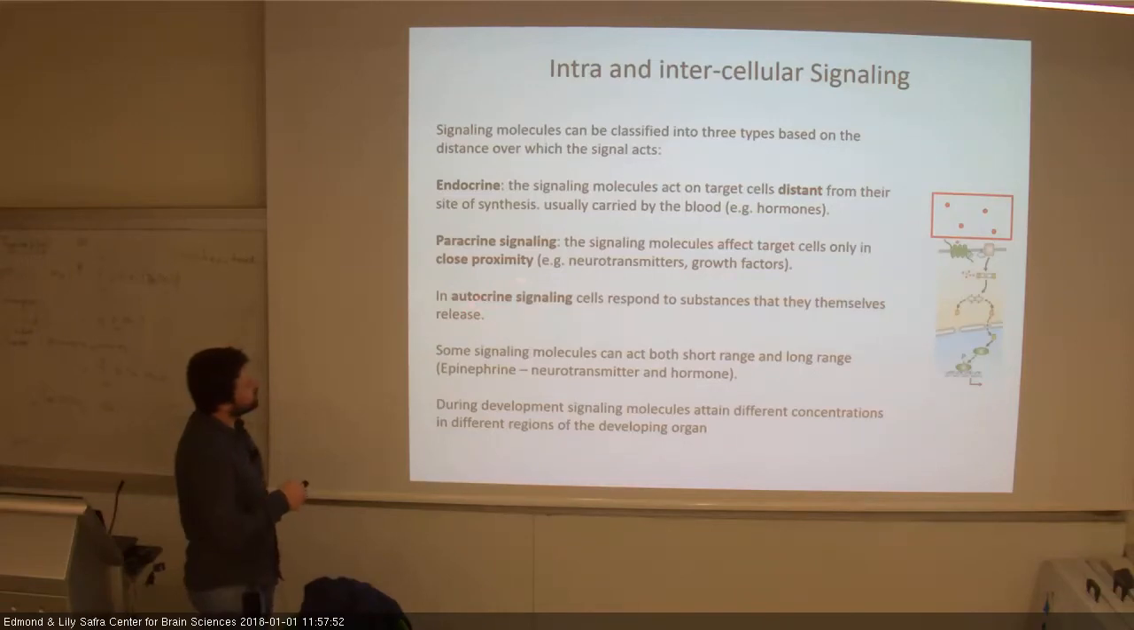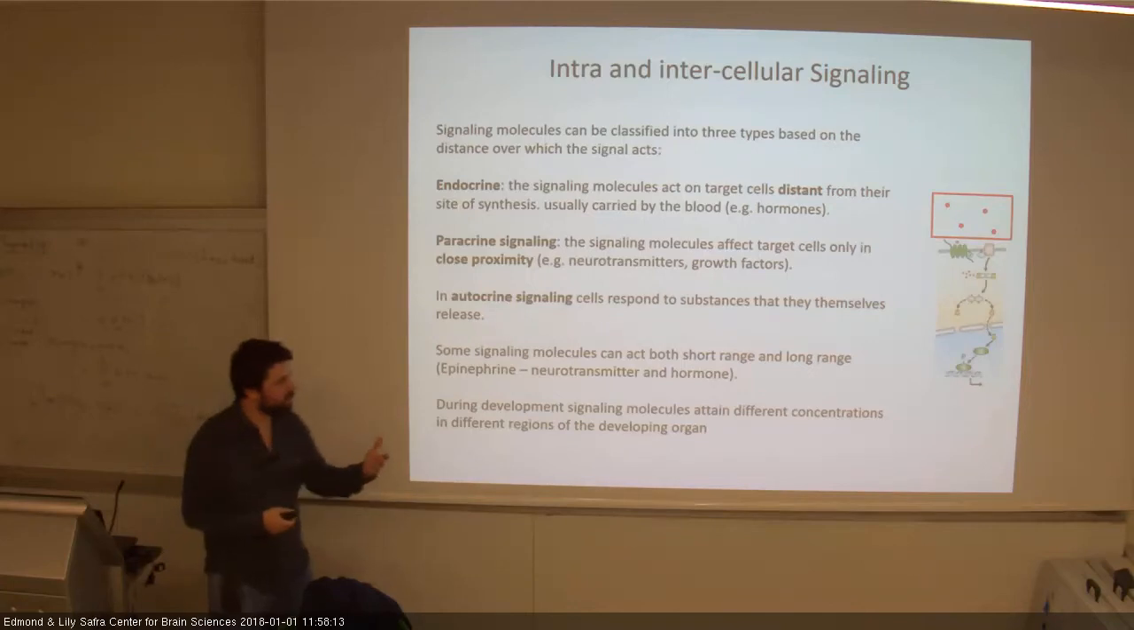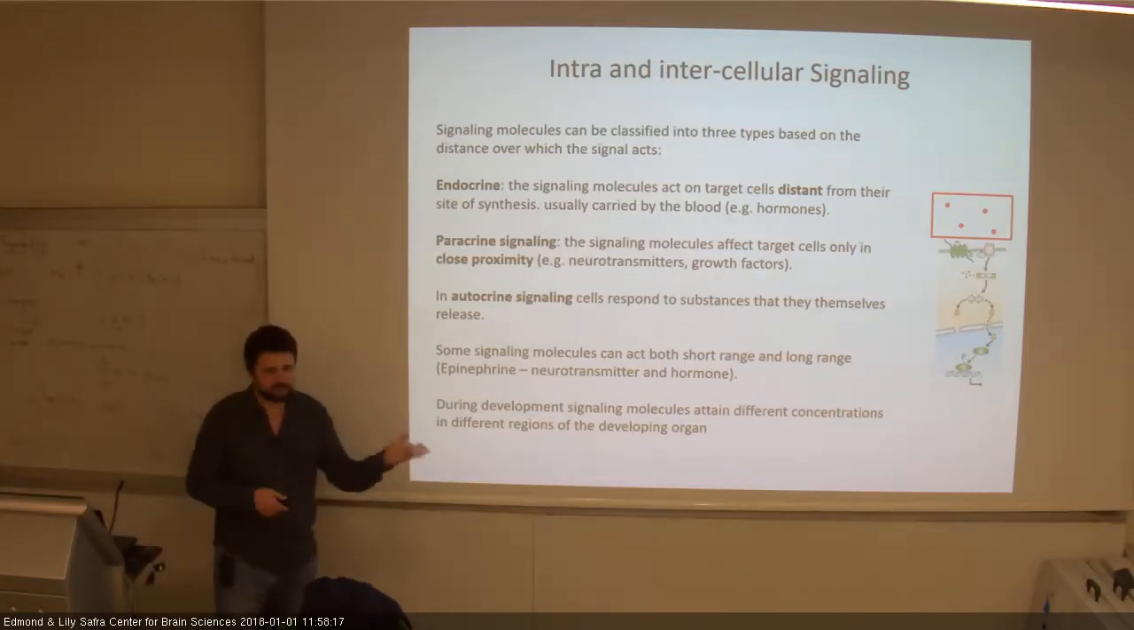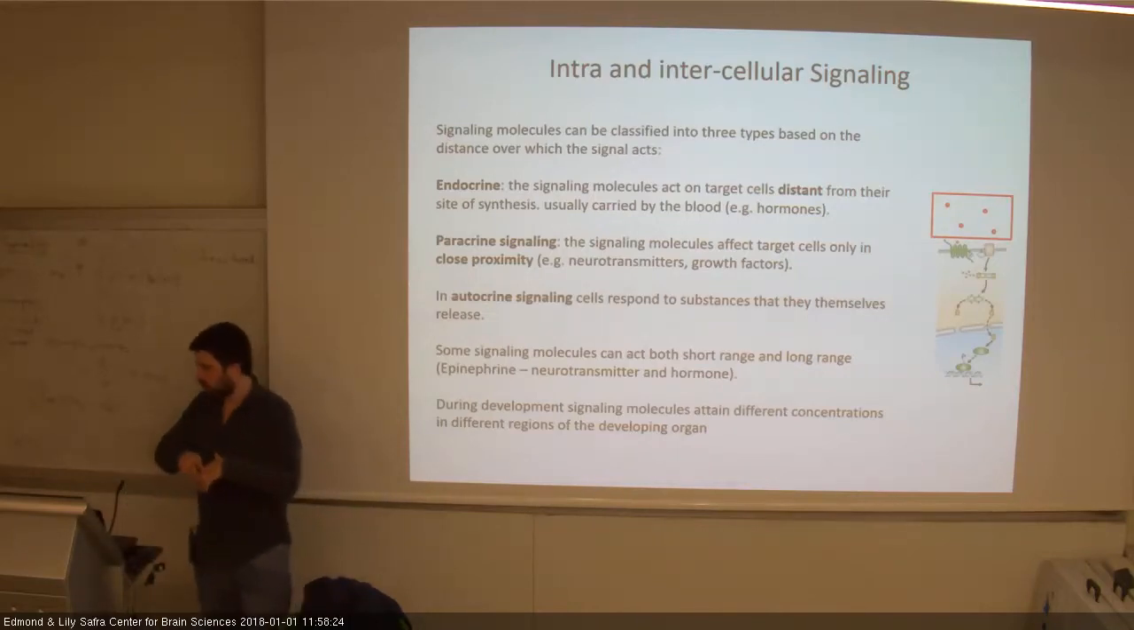Autocrine signaling is a subclass of signaling in which the cell is actually talking to itself: the cell releases molecules and also receives the same signals. Some signaling molecules can act both at short range and long range. For example, epinephrine can be a neurotransmitter and a hormone.